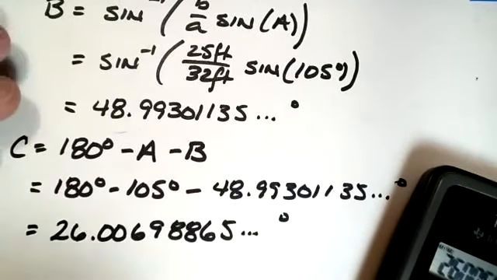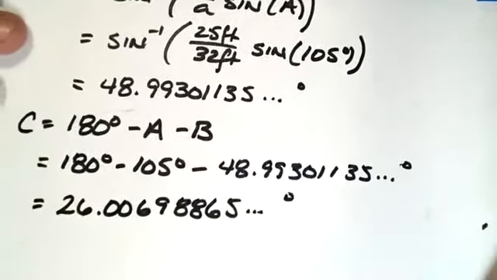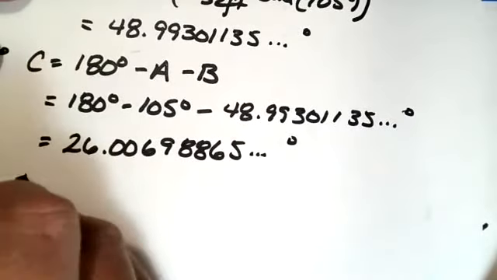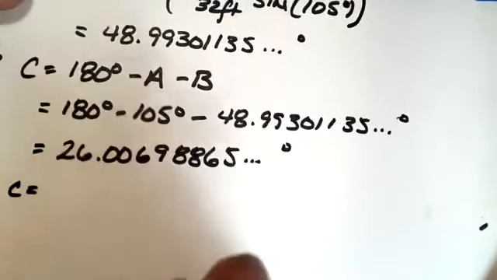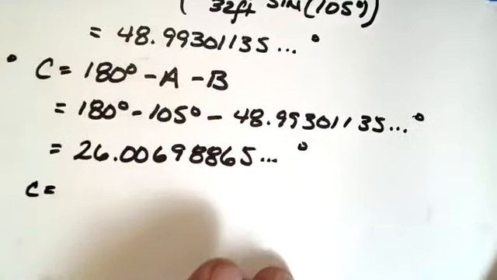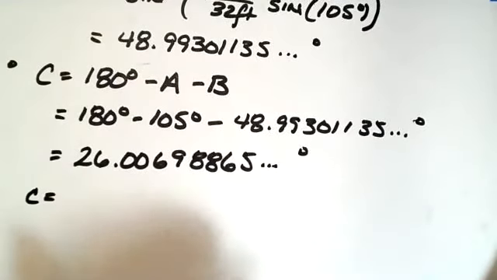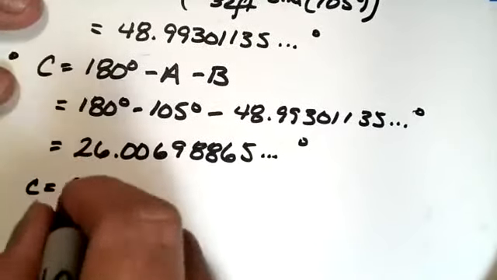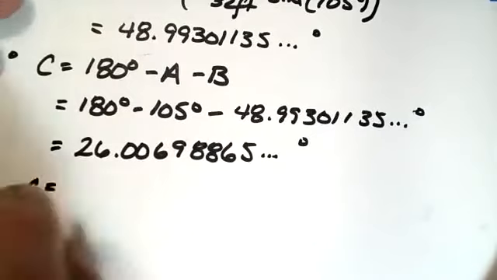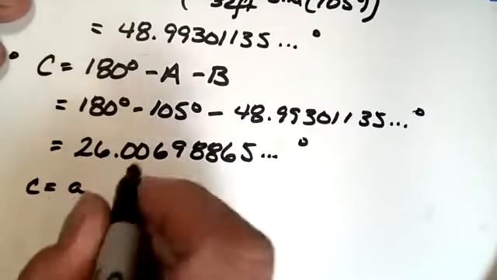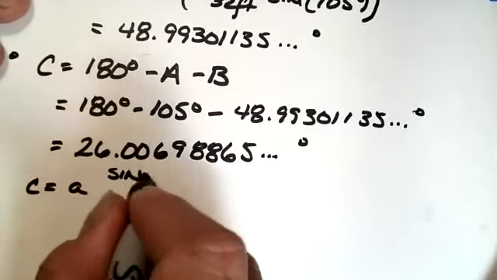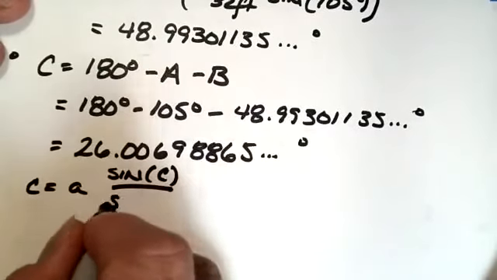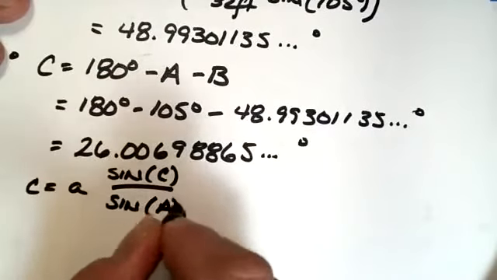I have sides A and B. I need side C to complete the calculation. So C is equal to, well, if I can, I want to use angle A instead of something else, because that was the one that I was given first, and it's probably the easiest to use. So therefore I need the side pair A. So A times sine of C over sine of A.